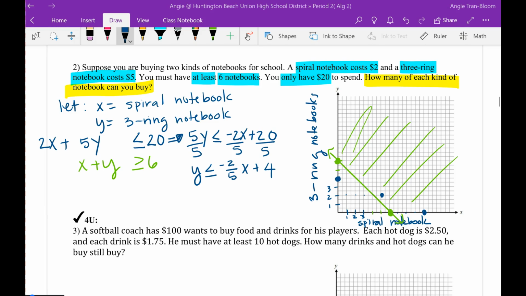Solid line or dashed line? Solid. Okay. Shading. All right. Where do you guys want to go on the shading? Should we pick 0, 0 to test? Yeah. Should we use the original to test or this one? Original looks easier. 2 times 0 plus 5 times 0. True or false, is 0 less than or equal to 20? True. So if it's true, you shade the bottom.